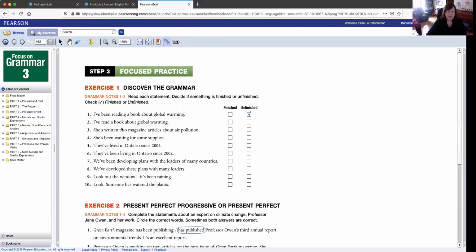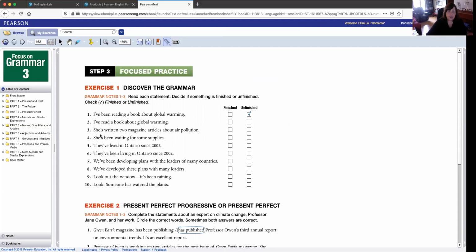Let's do a couple. This is done for you. I had been reading a book about global warming. Present perfect progressive tense, because you see the word been and you see the ing at the end of the verb. Remember, if it's present perfect progressive, if it has that ing there, this is going to be an unfinished action. Let's look at the next one. I've read a book about global warming. Present perfect tense. No been, no ing. This is a finished action. I have already read the book, it's done. So this is finished, okay?